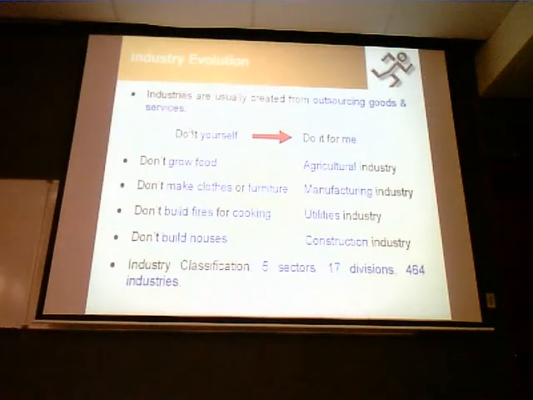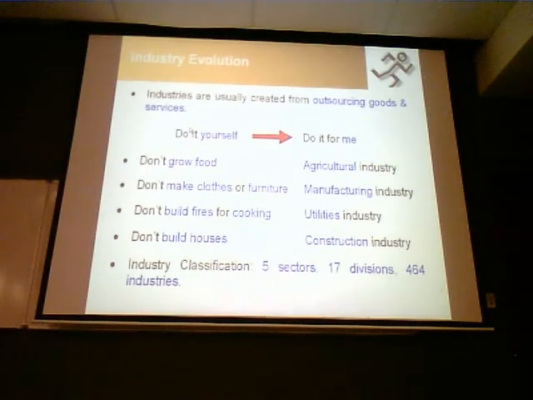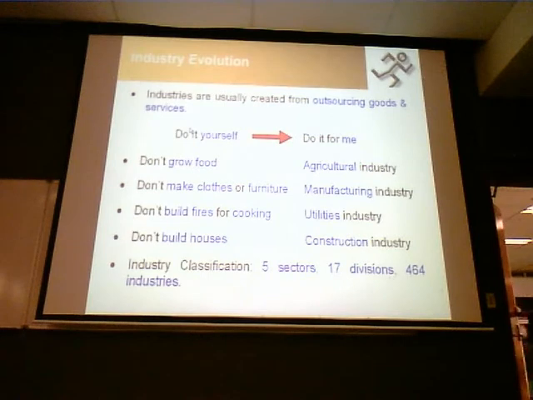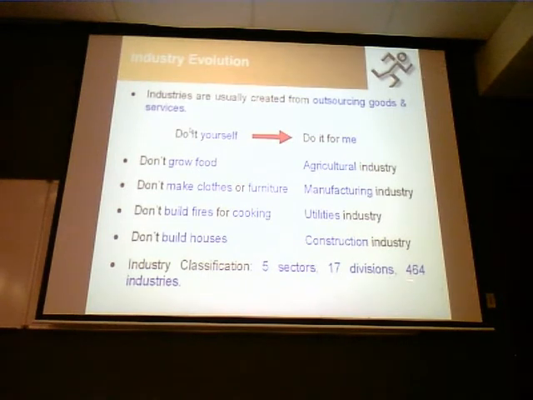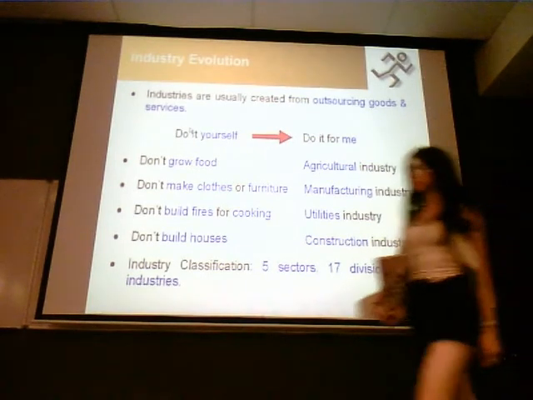So industry is really classified into 5 major sectors, 17 divisions in those 5 sectors, and currently in Australia there are 464 industries.